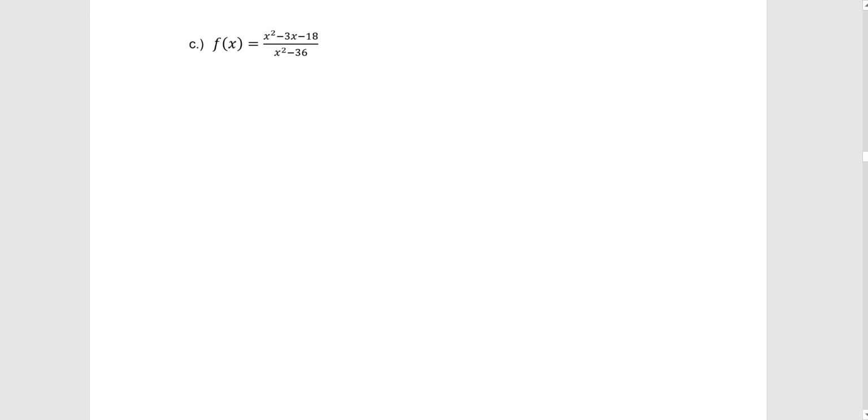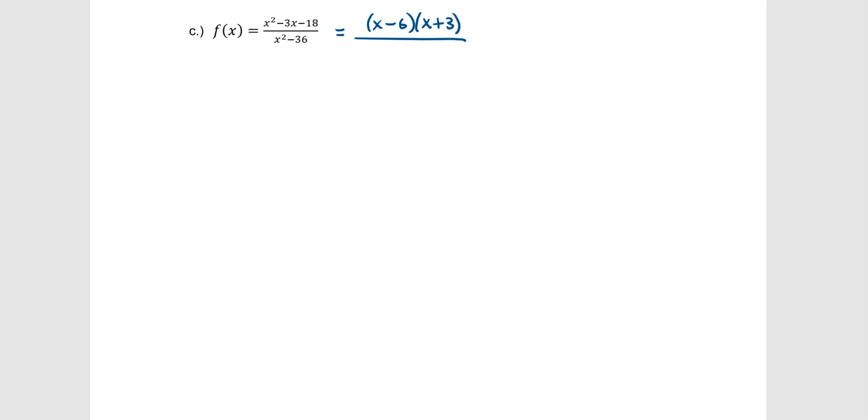Okay, so let's do one more here. We have f of x equals x squared minus 3x minus 18 divided by x squared minus 36. Factoring the numerator, we get x minus 6 times x plus 3, two numbers that multiply to negative 18 and also add to negative 3. Factoring the denominator, we end up with x plus 6 times x minus 6, difference of squares. And we see that x minus 6 will cancel. So we're left with x plus 3 over x plus 6.